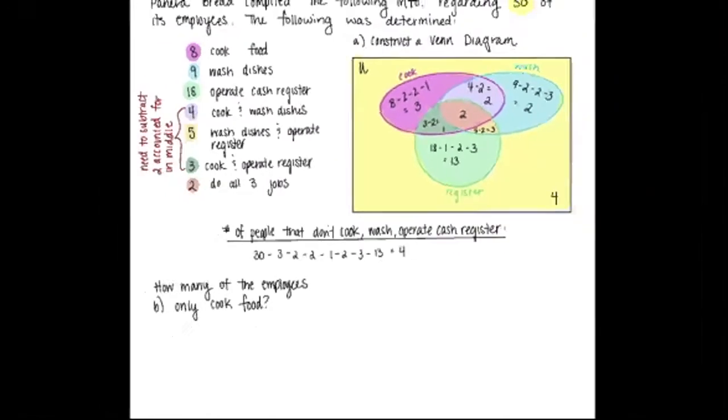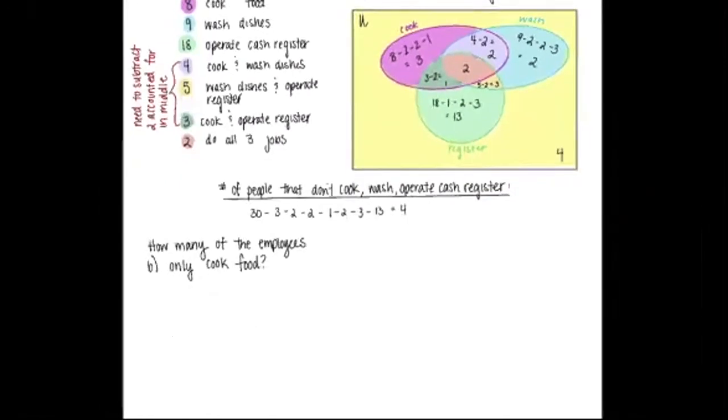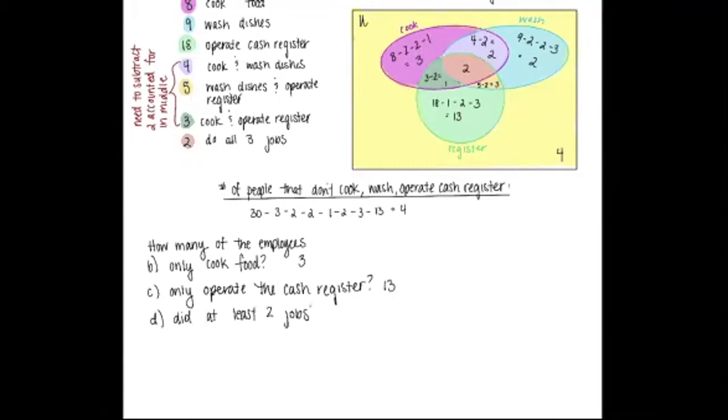And so I've got that taken care of. People in just the cook circle is 3. Next one, how many of the employees only operate the cash register? And that would be our 13. Now we're going to get into some funner questions. How many of the employees did at least 2 jobs?